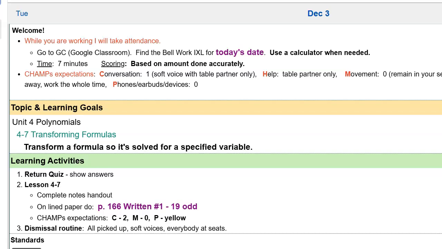So first thing today, start with the bell work like you always do. Spend some time, maybe up to the 7 minutes, and work on the IXL for today's date. Don't forget to do that. After that, the substitute teacher will give you the note page for lesson 4-7 about transforming formulas.